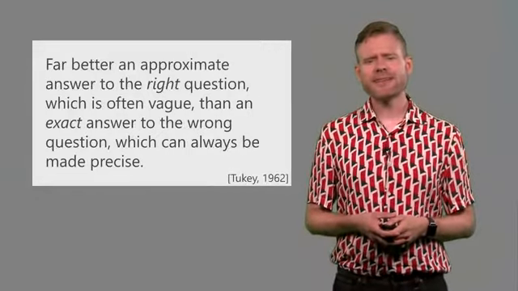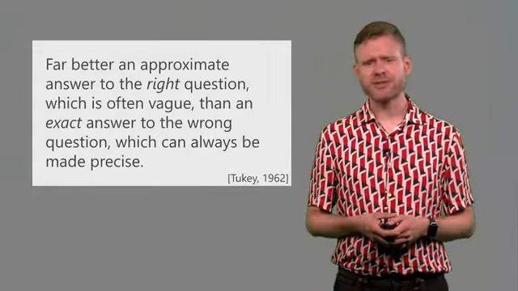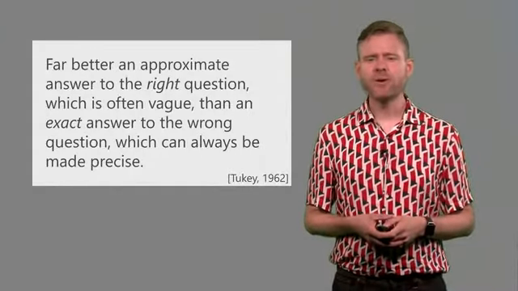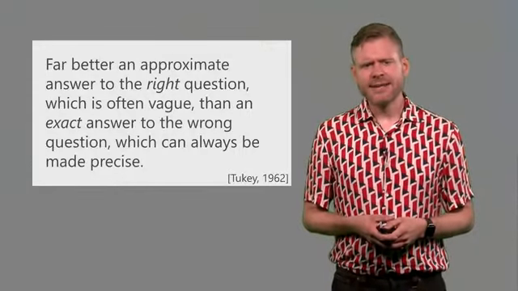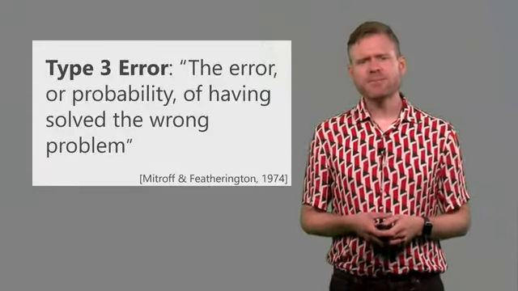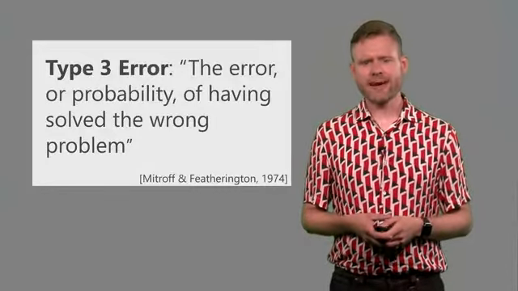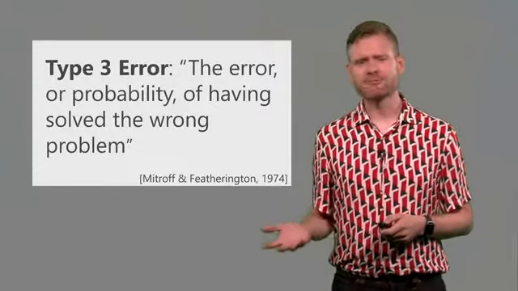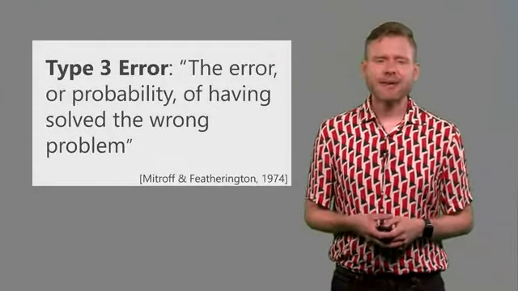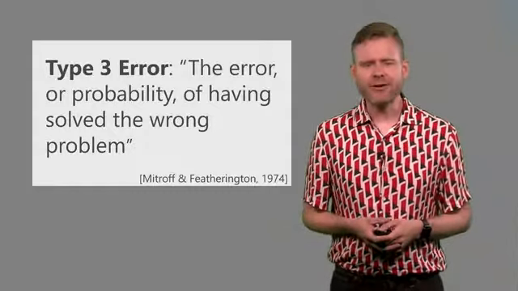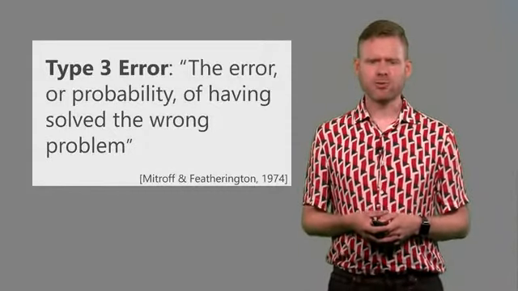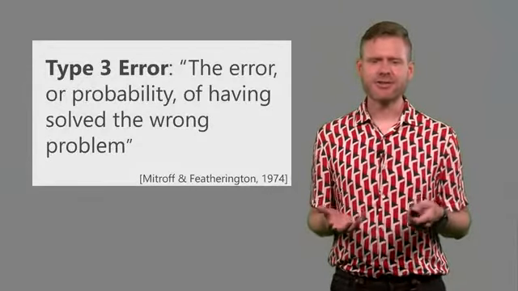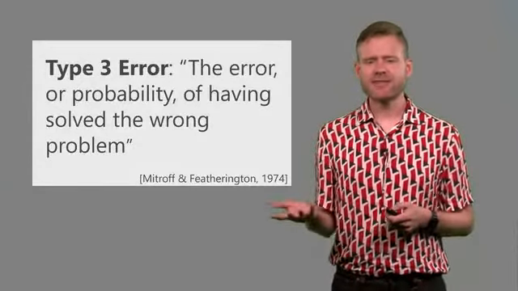He says, "Far better an approximate answer to the right question, which is often vague, than an exact answer to the wrong question, which can always be made precise." I like to think about this as the probability or the risk of making a type 3 error. You might have heard about type 1 errors and type 2 errors, which are false positives and false negatives. And a type 3 error is sometimes jokingly called the error or probability of having solved the wrong problem. So the goal here is to make sure that you focus on answering a question that's actually interesting, instead of answering the wrong problem.